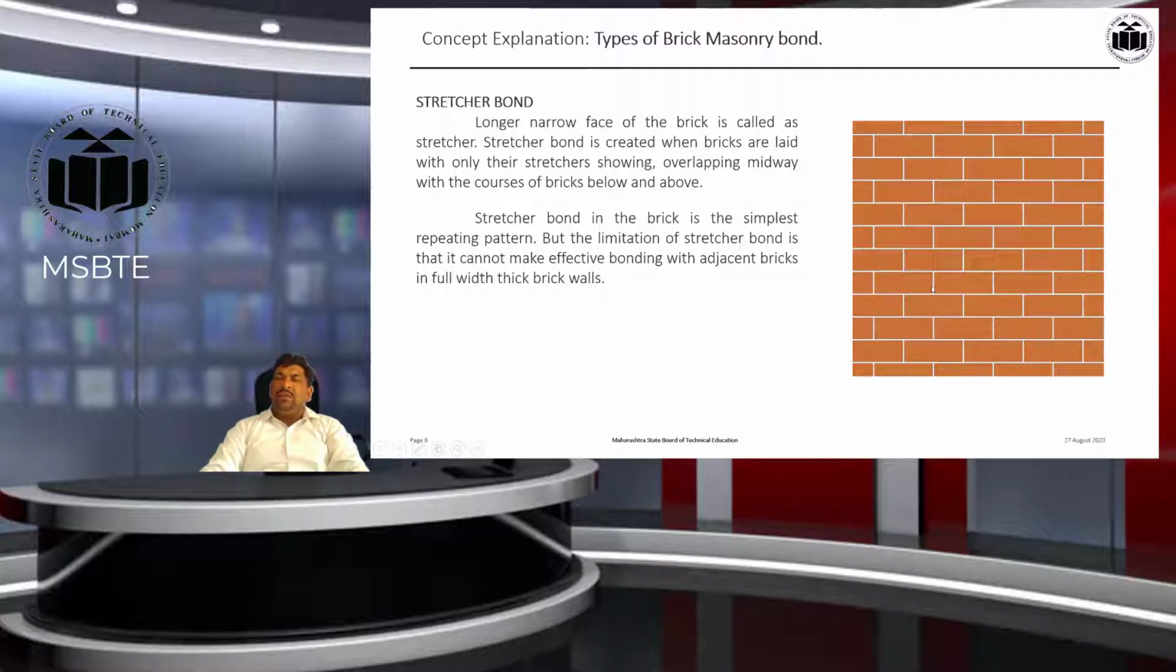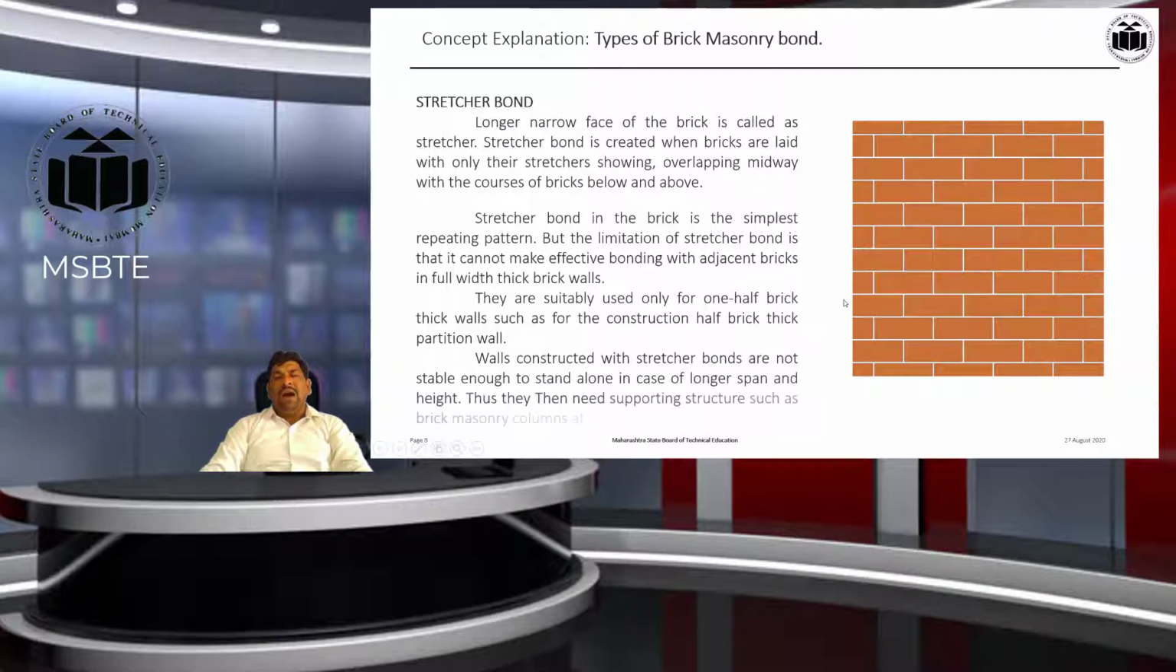As it is fully linear in the direction of the wall, if you consider the thickness of the wall, no proper bonding of the bricks will be there, and that's why it can be used only for half thick brick walls. They are suitably used only for one half brick thick walls, such as the construction of half brick thick partition walls. Walls constructed with stretcher bonds are not stable enough to stand alone in case of longer span and height. Thus, they need supporting structures such as brick masonry columns at regular intervals.